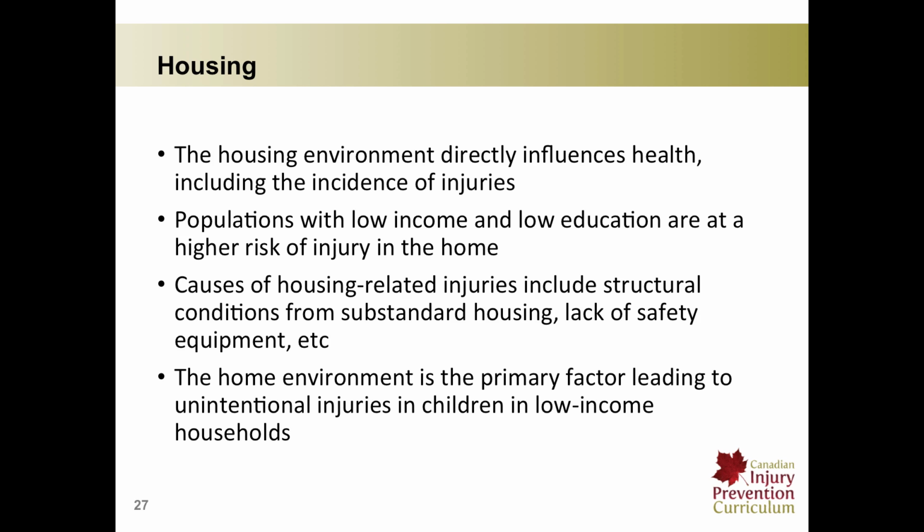Residents of high-rise buildings, especially children, are particularly susceptible to falls from windows, balconies, and faulty or steep stairs. In any home, lack of safety equipment such as gates or handrails can increase the risk of injury for seniors and children. In fact, the home environment is identified as a primary factor leading to unintentional injuries in children in low-income households. A substantial body of research demonstrates a social relationship between housing insecurity and the risk and incidence of preventable injuries and fatalities that occur in the home environment.